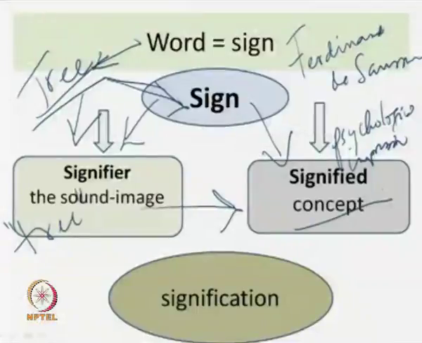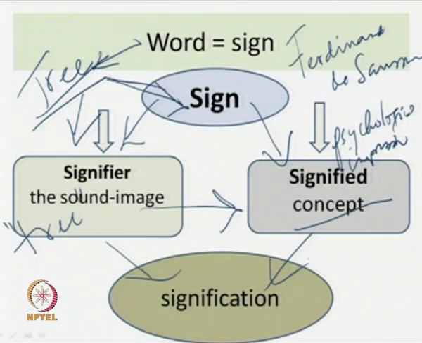Now, if you look at this slide, this whole process is known as the process of signification. So, you recall now, what is the study of the sign known as? The study of signs is known as semiology or semiotics. The signs can take different forms, that is visual images, auditory images, odor or smell, and the written. So, anything that stands for something or signifies something.